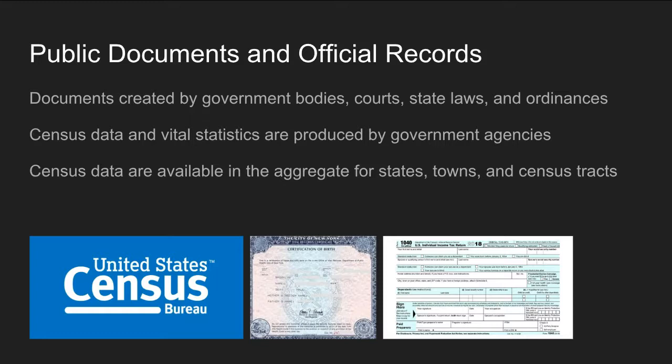All of these events are recorded by government agencies, and researchers can make requests to receive birth and death data for their own research. Census data are actually publicly available in the aggregate for researchers to use to understand more about the locations in which people live, including the characteristics of states, towns, and even more granularly, smaller areas like census tracts.